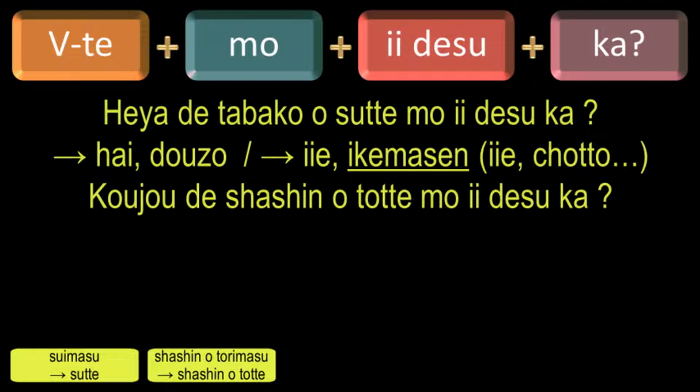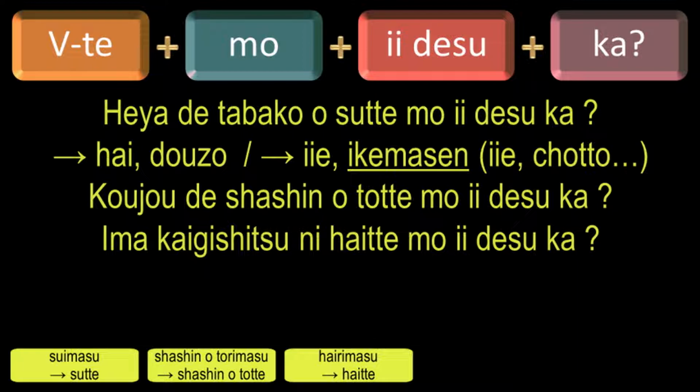Let me give you another example. Ima means now, kaigishitsu means meeting room, and hairimasu means to enter. Its te form is haitte, and by adding mo ii desu ka to it, we will get ima kaigishitsu ni haitte mo ii desu ka, which translates to may I enter the meeting room now? And as a response, if someone says ima kaigishitsu ni haitte mo ii desu, then it means you may enter the meeting room now.